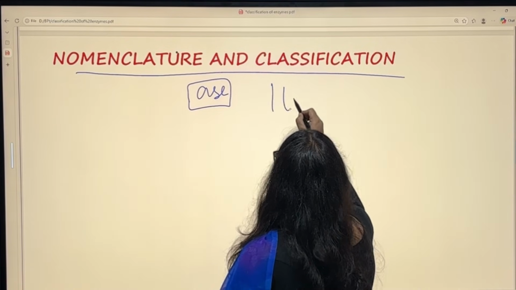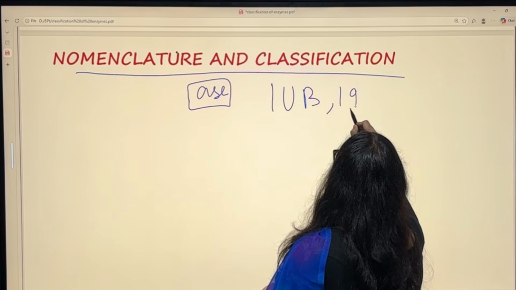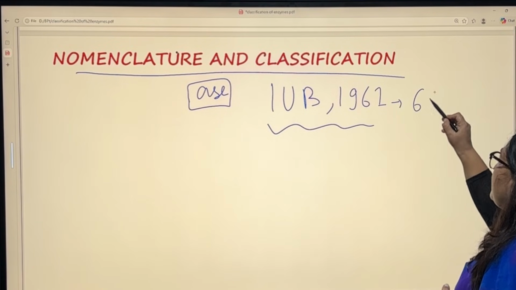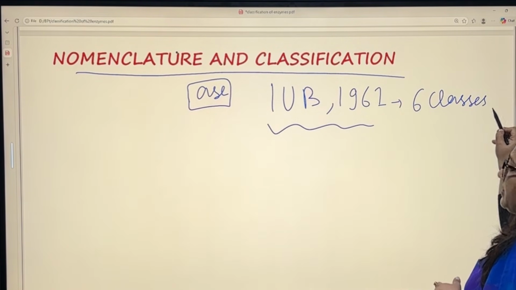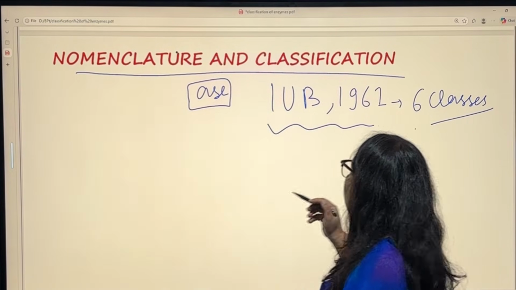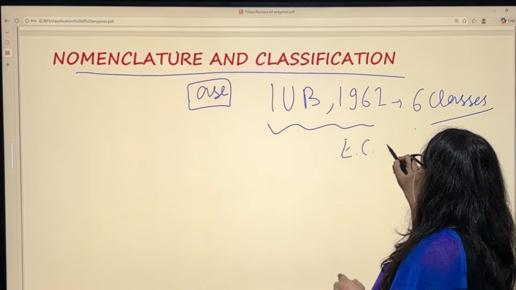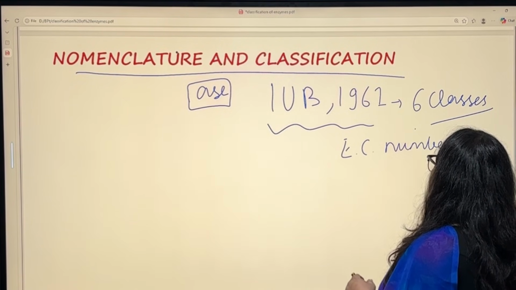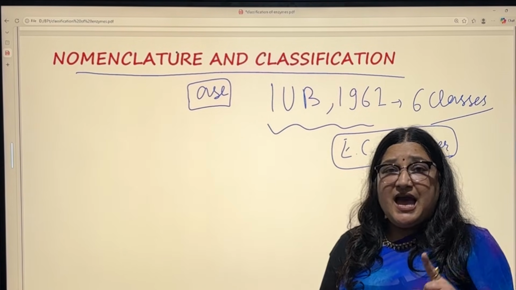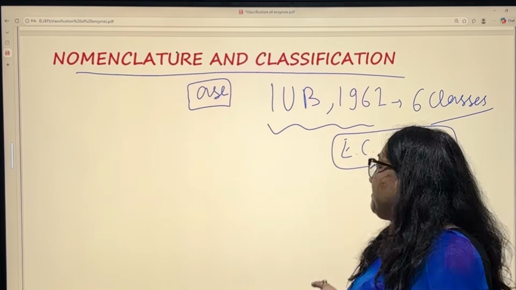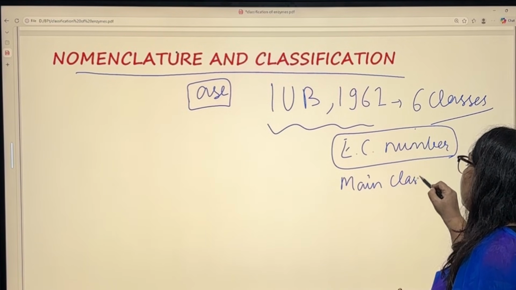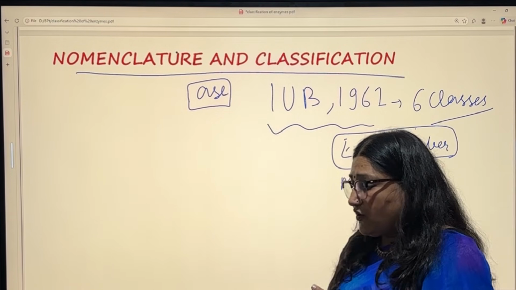The International Union of Biochemistry in 1961 classified the enzymes into 6 classes, and every enzyme was given the Enzyme Commission number, the EC number. The Enzyme Commission number was assigned to every enzyme, and the first digit of that number was designated for the main class.